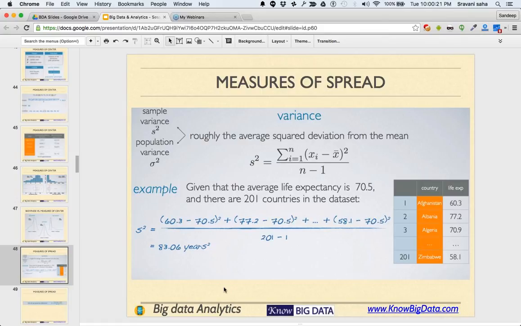When the data points are far away from the median, from the average, the spread is going to get bigger.